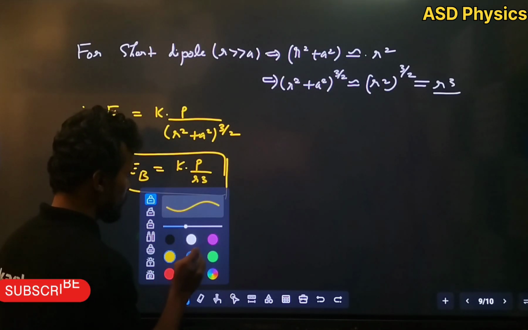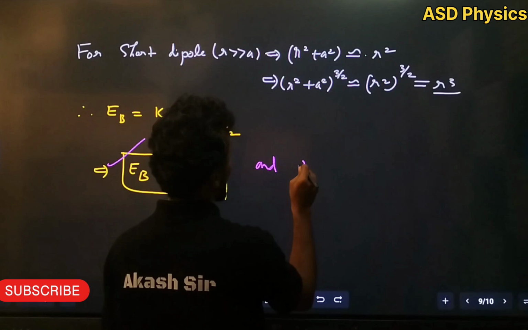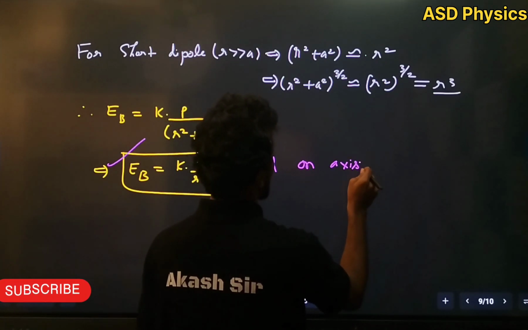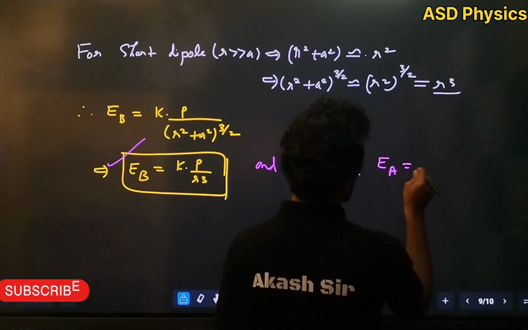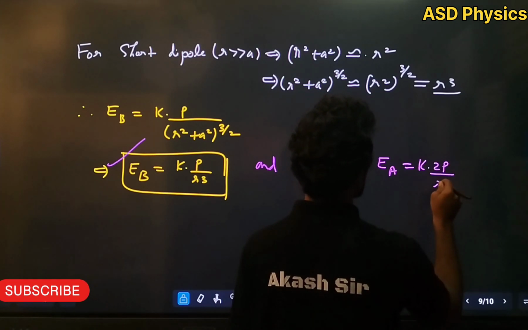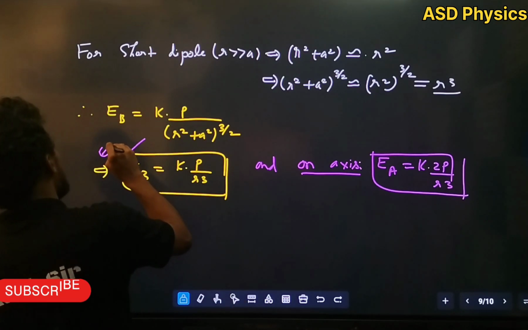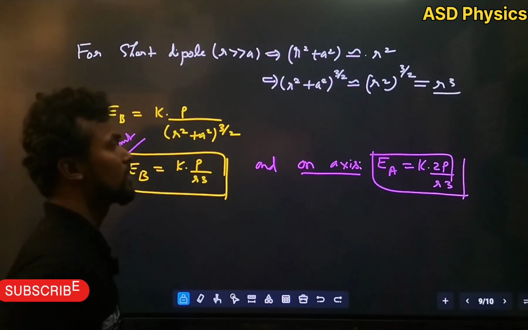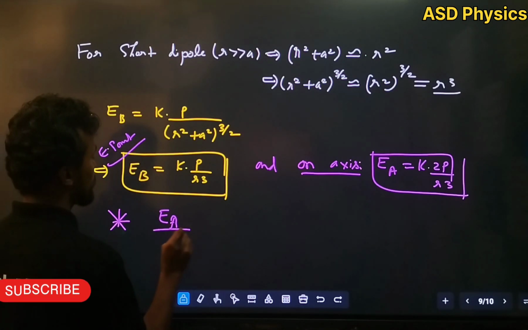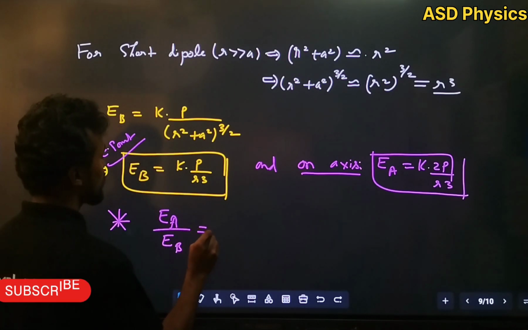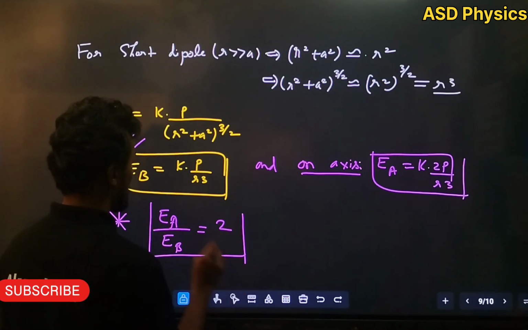After that we know very well, on the axis, what was the formula? The formula was EA is equal to K into 2P by R cube. This was on the axis, and this is on the equatorial point. Now if we write the comparison, electric field on the axis and electric field on the equatorial point, how much ratio will come? 2. Please remember that.